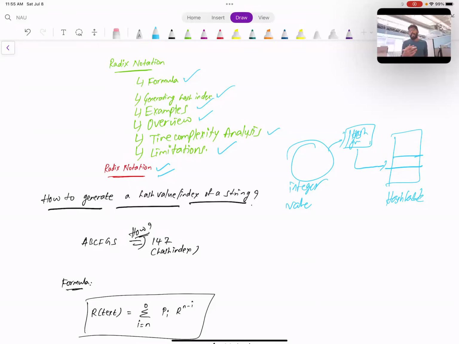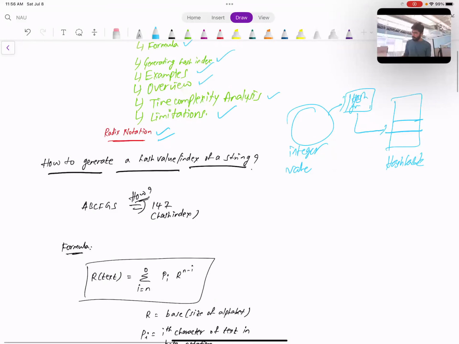Now in our course curriculum, currently in bioinformatics or large scale data structures, we deal with characters and strings. Everything is the human genome. So in those cases, to be precise, how do we generate a hash value or a hash index for a string? Here comes the question. We have done hashing for integers. Now how do we do hashing for strings?